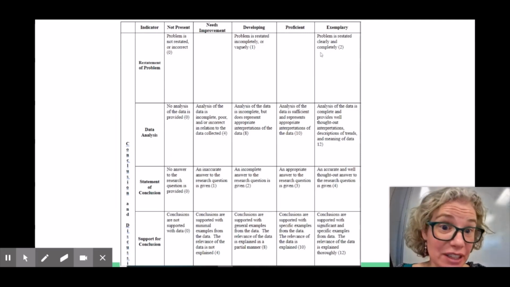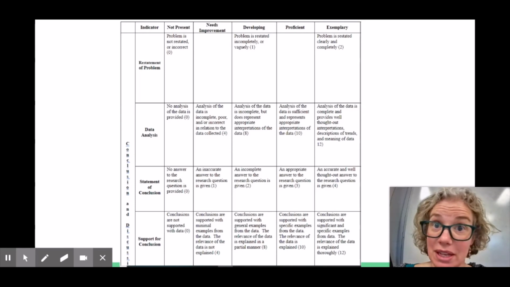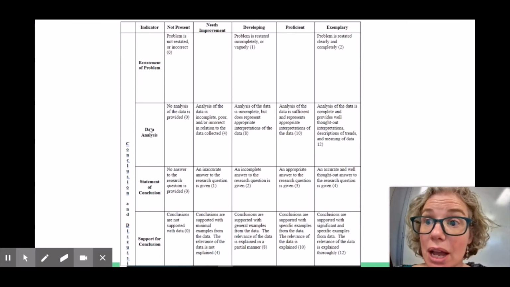Problem is stated clearly and completely. Some teachers do want you to mention what the independent and dependent variable is and what the controlled variables are in the conclusion. That's something you should check with your teacher to see if they want you to just make that simple problem statement that we did, or if they want more detail. Okay.